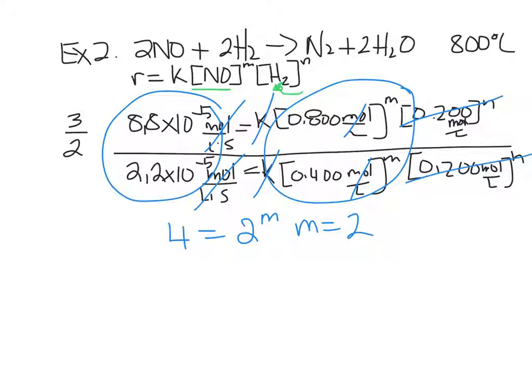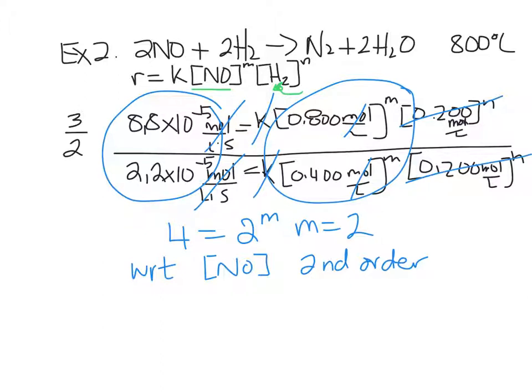So with respect to nitrogen monoxide, the order is second order. So that means that if we double the concentration of nitrogen monoxide, it will quadruple the rate, because 2 to the exponent 2 is 4. If we triple the concentration of nitrogen monoxide, the effect on the rate would be to multiply it 9 times faster.